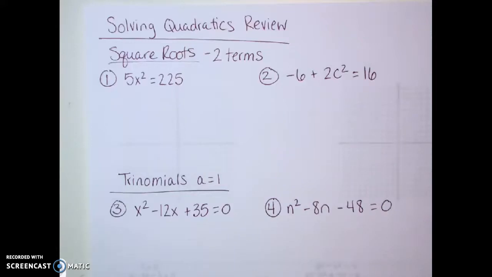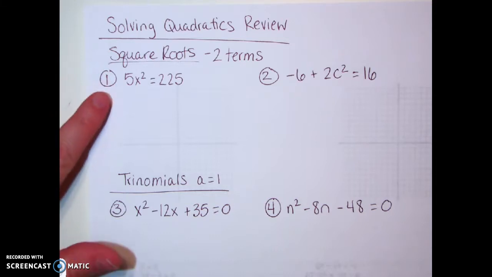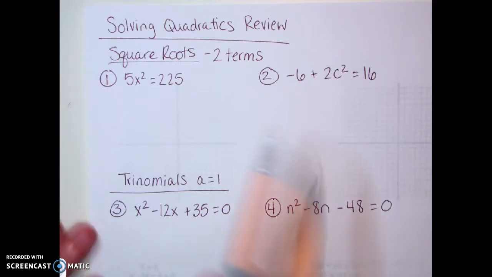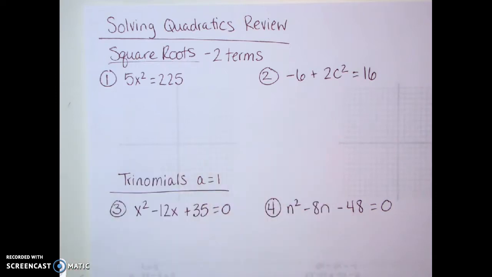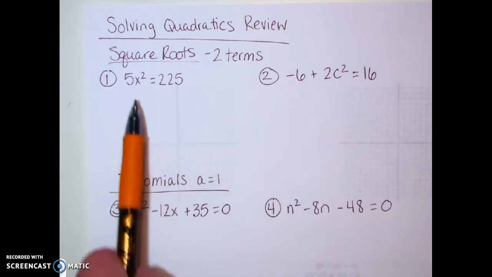This is just a quick review of the 5 different ways that you can solve quadratics. We're first going to start with square roots. This is when there's typically 2 terms. I know this over here doesn't look like 2 terms, but once you combine like terms, there are just 2 terms. So first, let's look at this one.